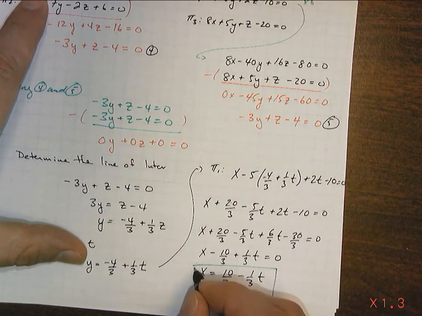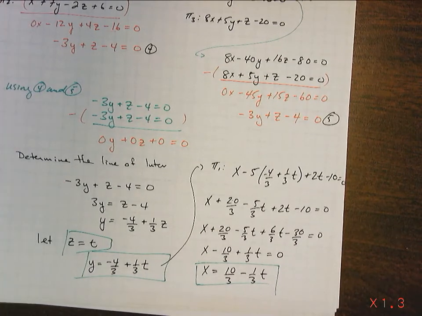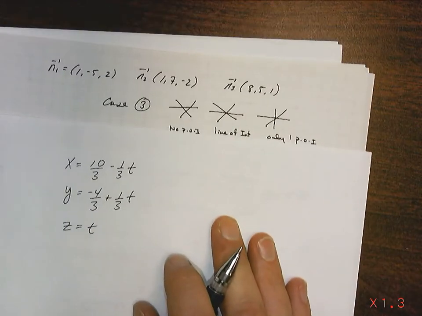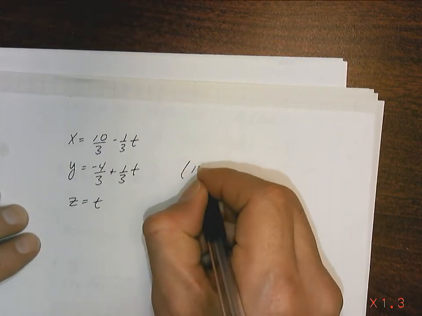So there's my x, there's my y, there's my z. Using another piece of paper, I'm going to rewrite those just so that we have them. X equals 10 over 3 minus 1 over 3t. Y equals negative 4 over 3 plus 1/3 t. And z equals t. Okay, kids, so this is what I've got. In vector form, it could look like this.